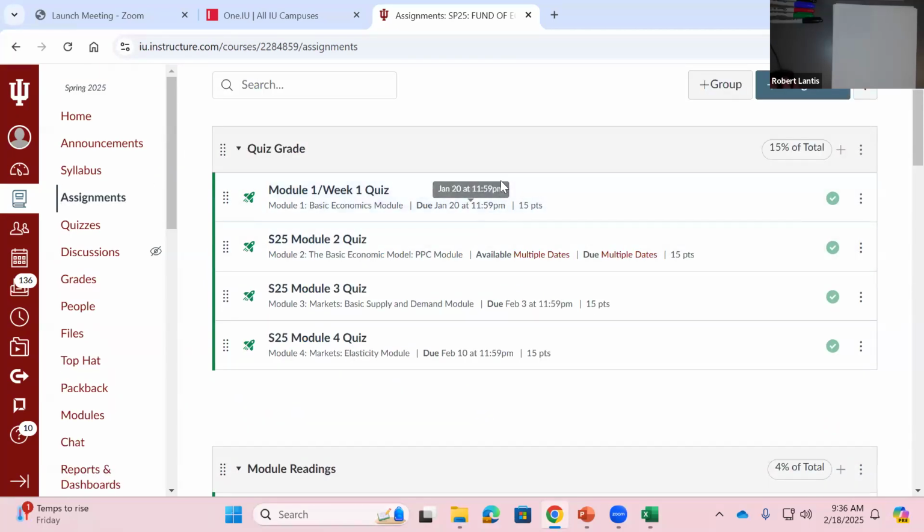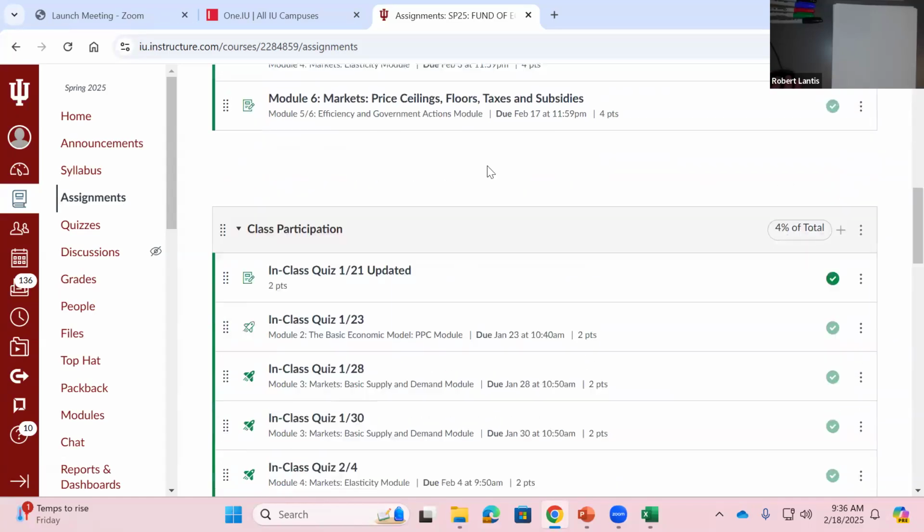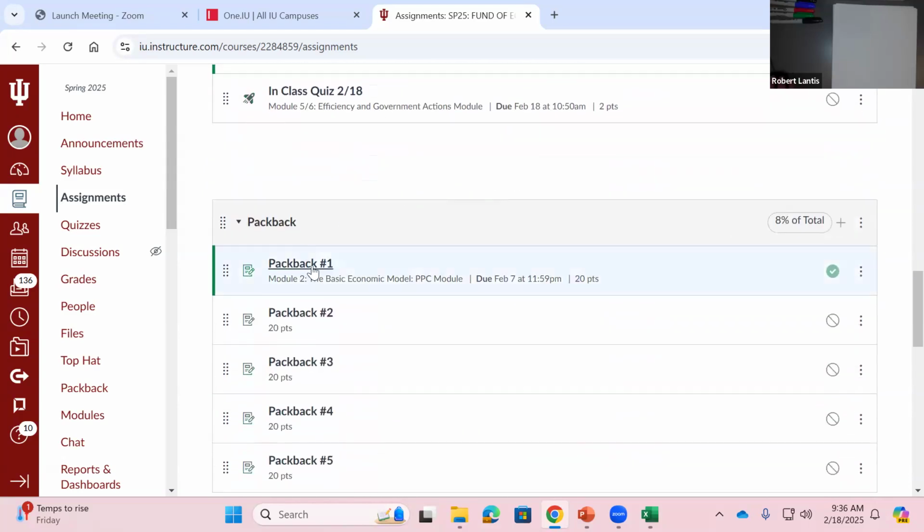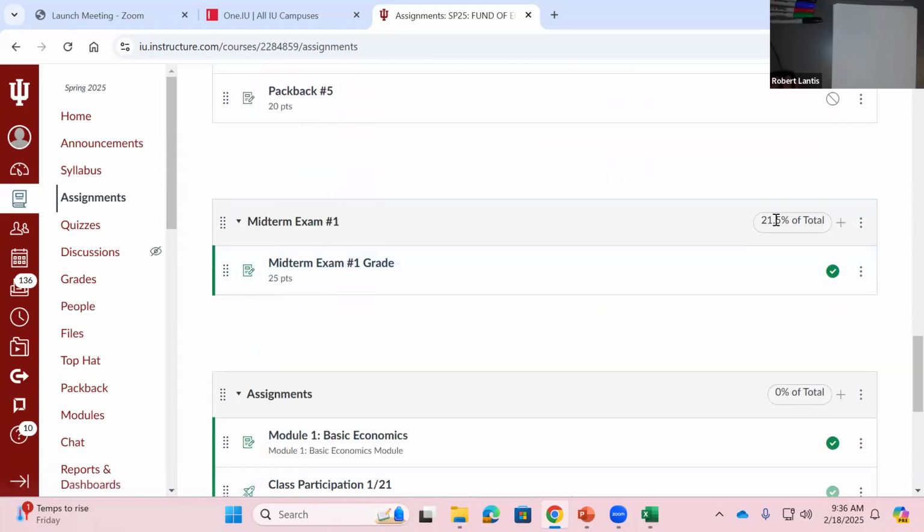The way I have the grade book is the quizzes are being counted just like the syllabus states: 15% of your grade, 4% from the module readings, 4% from the in-class participation quizzes, 8% from Packback, and then the exam, which is now 21.5%. Okay. So your grade might have changed quite a bit because the exams are weighted pretty heavily in this class.